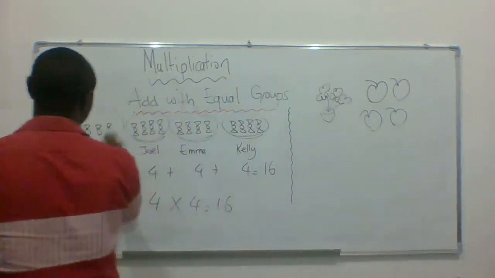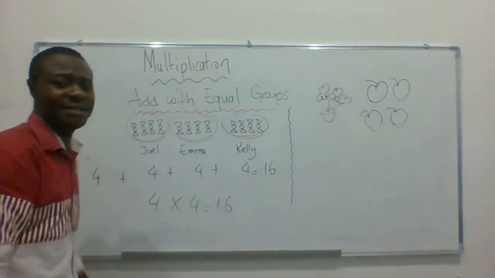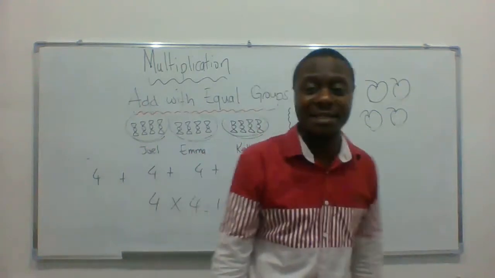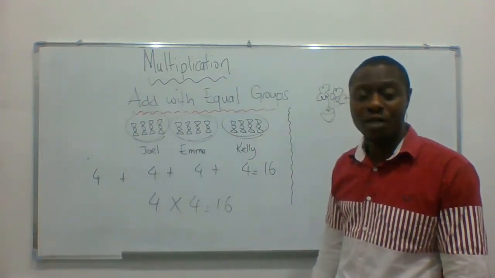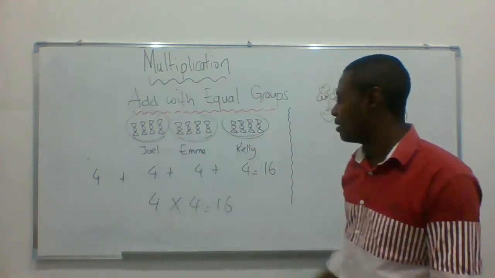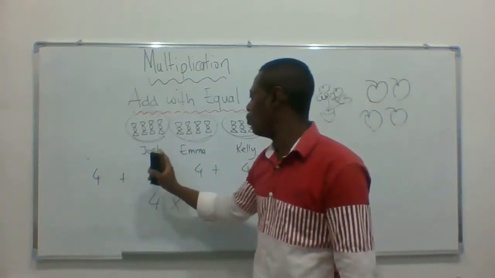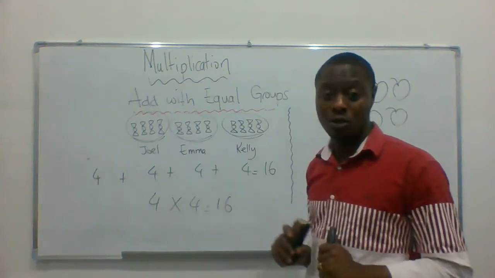What happens if Mr. Jerry doesn't eat candies? Because sometimes he doesn't like eating candies. Now Mr. Jerry doesn't have any candies. There's only Mr. Joel, Emma, and Kelly. How many groups are there in all? There are 1, 2, 3. So I need to have 1, 2, 3 4s.